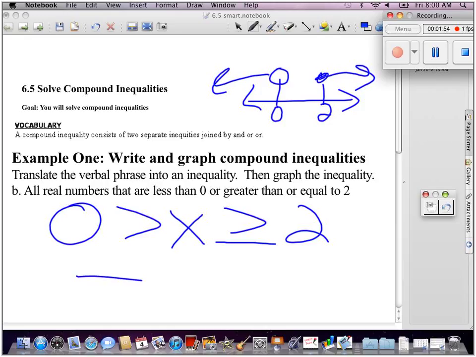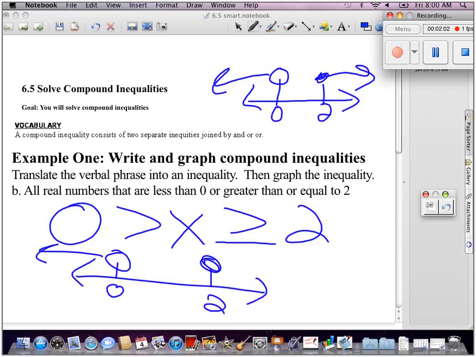So let's graph this and see what this looks like. We've got 0, and we've got 2, and it looks just like my example, strangely enough. They're pointing away from each other. Okay, so why don't you guys try, apparently it's A, on your own. All real numbers less than -1 or greater than 2.